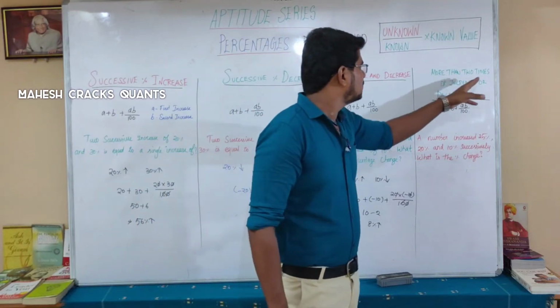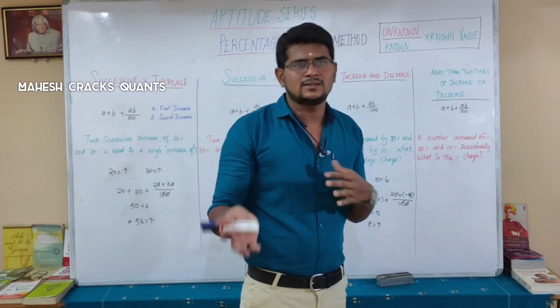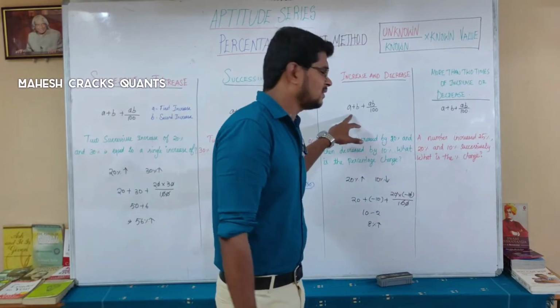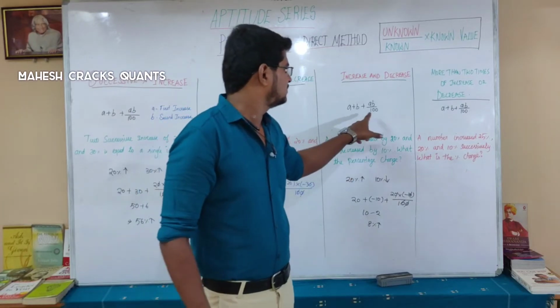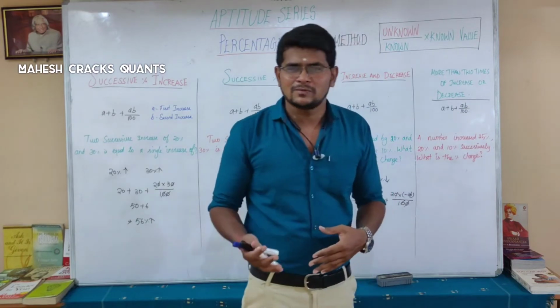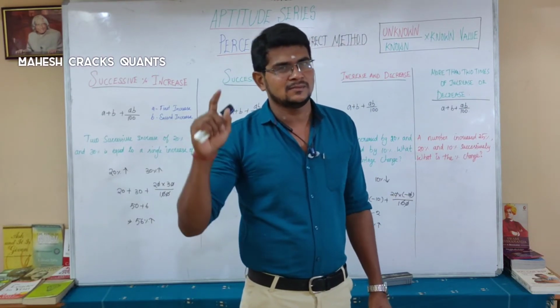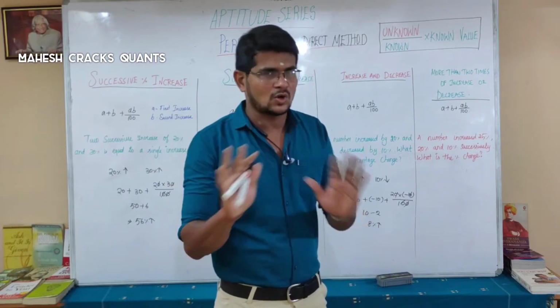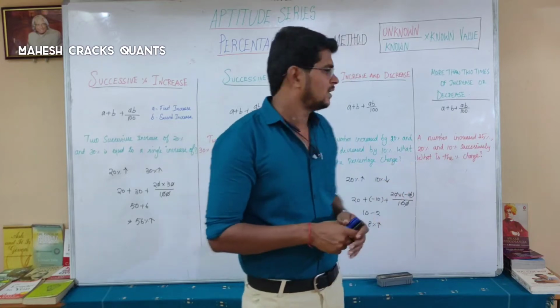So the last one: more than 2 times of increase or decrease. Either increase is there, or decrease is there, alternately. Because we have only 2 values in the formula, A plus B plus AB by 100. More than 2 times, what will be the formula? You should not think like A plus B plus C plus ABC by 100. That's wrong. So here also we are going to use the same formula.